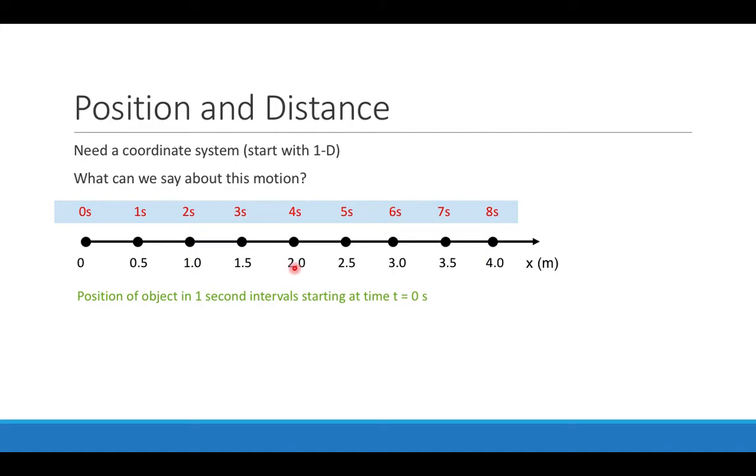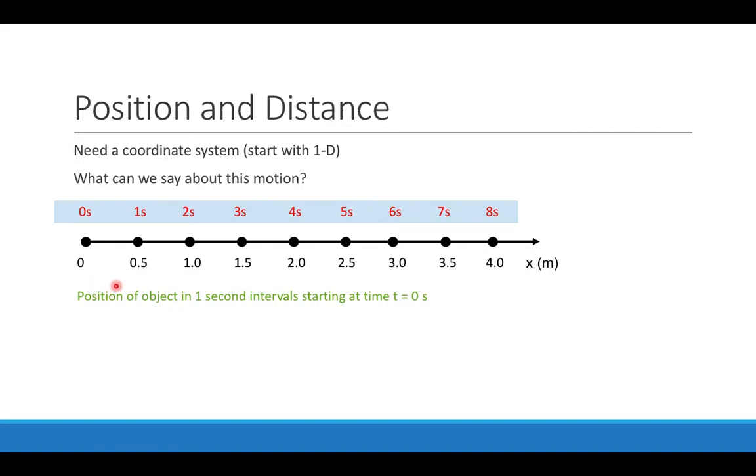In this particular picture, we have a representation of an object, and the dots on here represent the position of the object at equal time intervals, specifically 1 second time intervals. At time t equal to 0 seconds, the object is at the origin of the coordinate system. After 1 second, it's at 0.5 meters. At 2 seconds, it's at 1 meter, 3 seconds, 1.5 meters, and so on. The axis along the horizontal is my position axis. It's labeled x, and the units that we have here are units of length in meters.